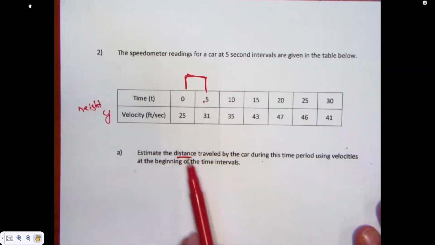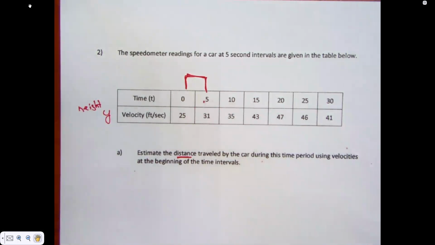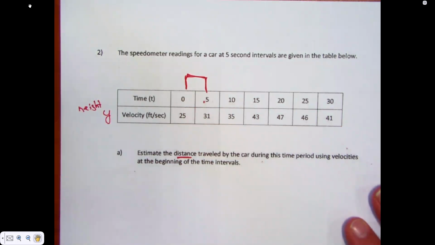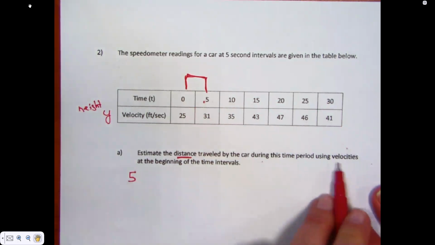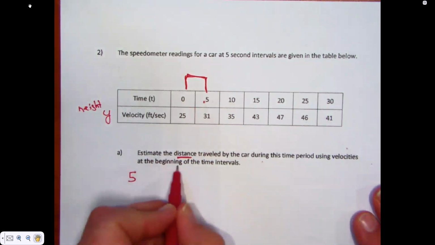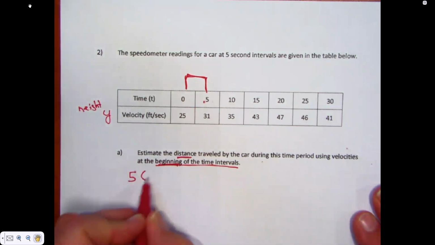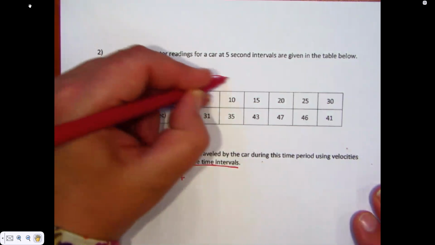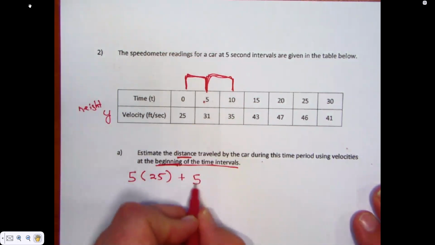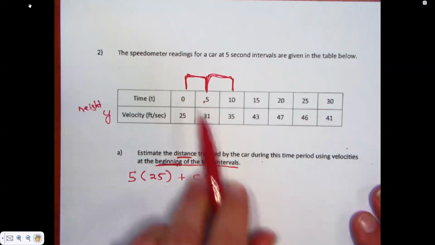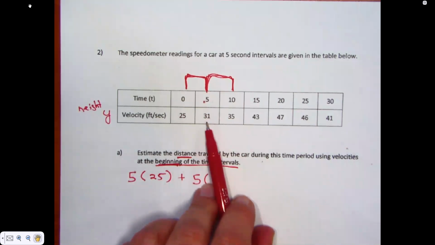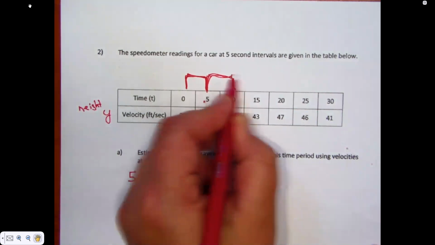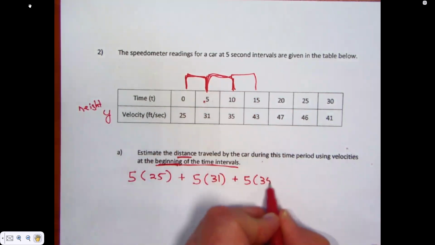So estimate the distance traveled just by taking a stopwatch. We don't have an equation. This is kind of cool stuff. So we're just going to do it with rectangles. So my width is 5, beginning time intervals. So 5 times 25. Plus, here's my rectangle. My width is 5. My height is beginning intervals. So my height, remember, y value and height go together. So this is my y value, 31. 5 and 35.